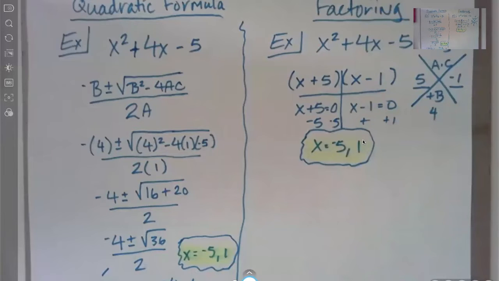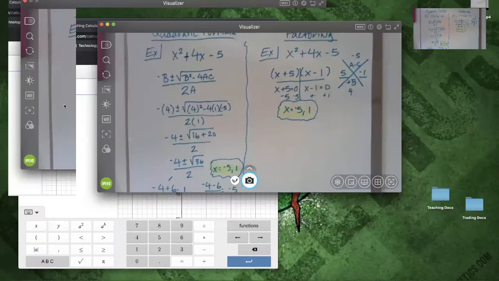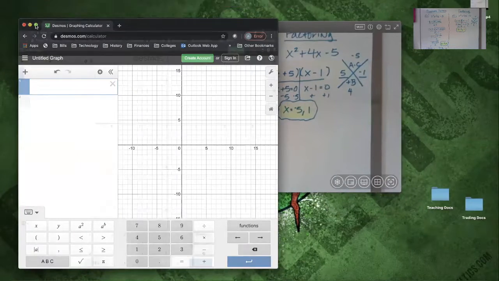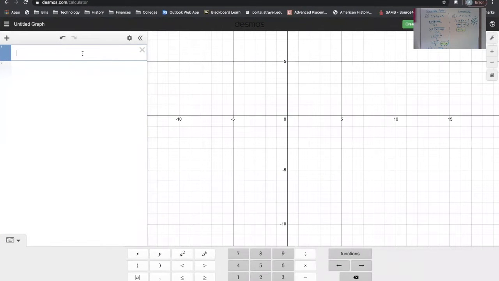Now, I want to show you the third and final way that I'm going to show you how to do these problems. So let me go ahead and get out of this screen here, and I'm going to go to our old friend Desmos, which can make life so much easier for us.